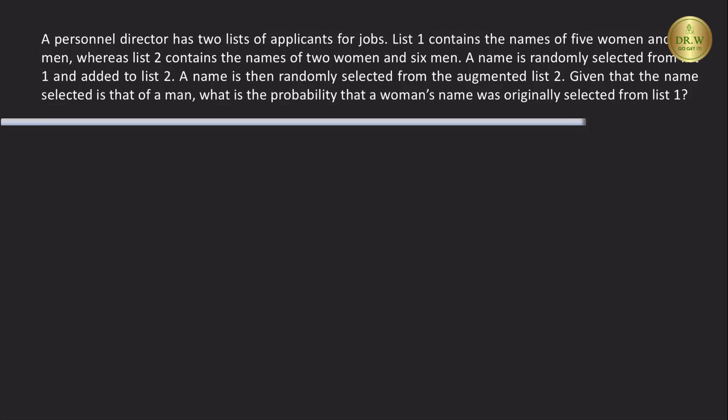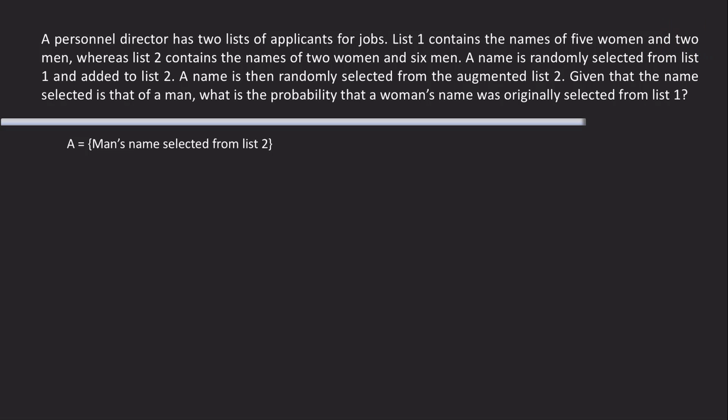Given that the name selected is that of a man, what is the probability that a woman's name was originally selected from list 1? First, we need to define events. What are the events? If you read the last sentence, given that the name selected is that of a man, that means the final selection is the man, right? So we can define event A, man's name selected from list 2.